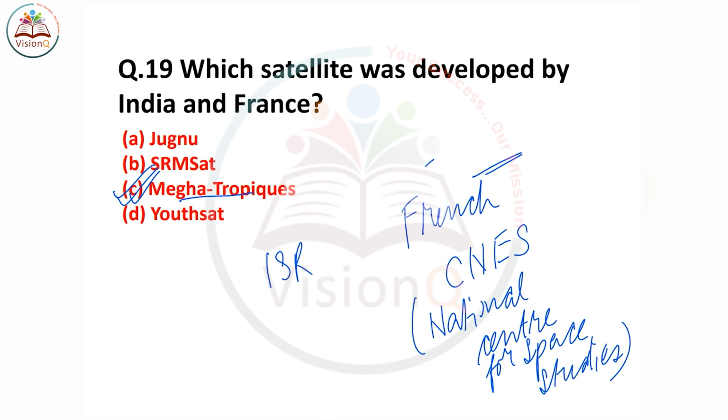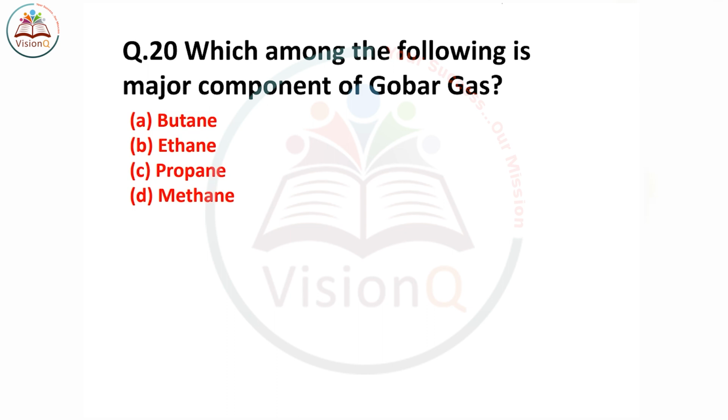So students, let us discuss the next question, question number 20 of today's session. Which among the following is the major component of Gobar gas? Now the main component of Gobar gas is methane, which is basically a greenhouse gas, and the formula is CH4. Butane, ethane, propane, and methane are all organic compounds consisting of carbon and hydrogen.